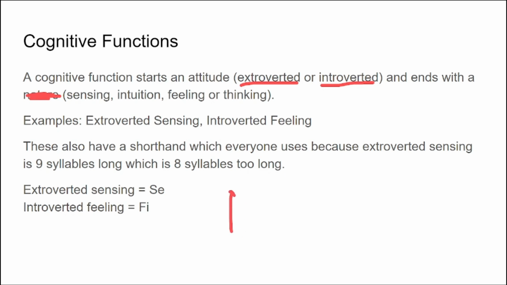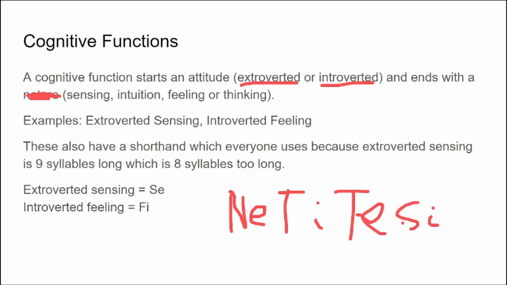So you can have NE, extroverted intuition, TI, introverted thinking, TE, extroverted thinking, SI, introverted sensing. I'm getting quicker at drawing on here. Do you get the idea for this kind of thing? Yeah, I understand.